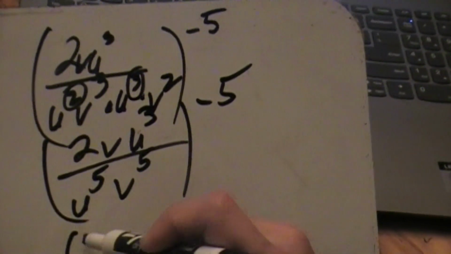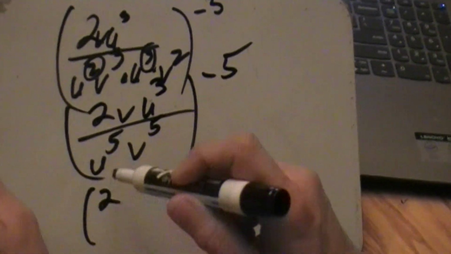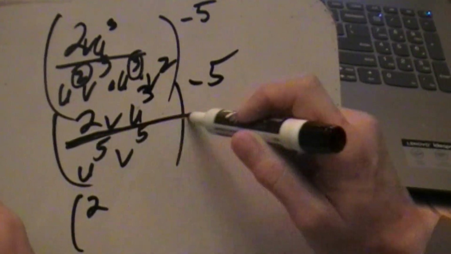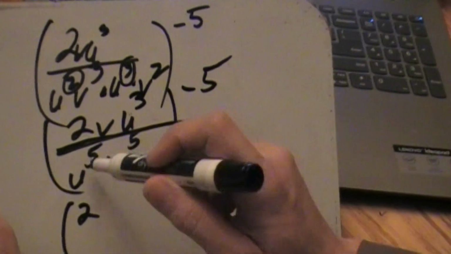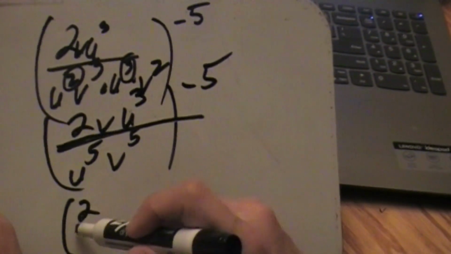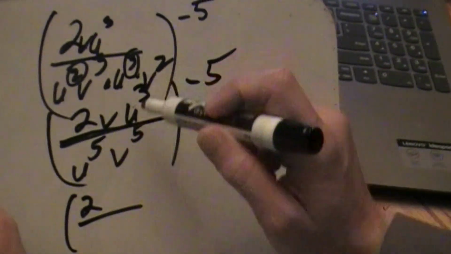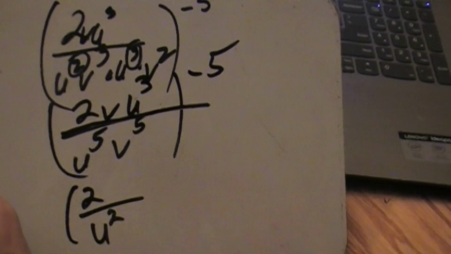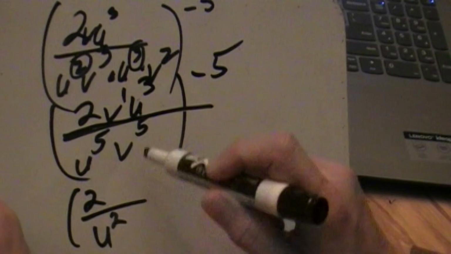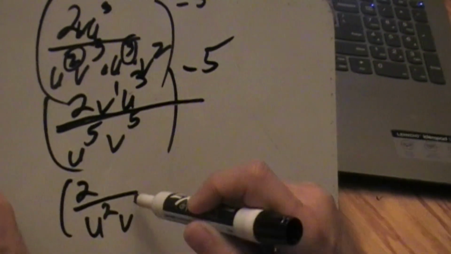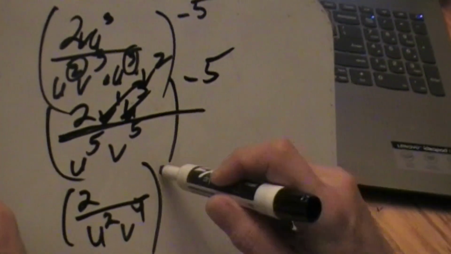Now the 2 is going to stay here for just a moment. And the u to the third on the top, u to the fifth on the bottom. Remember, division of the same bases is subtracting. And I always subtract the larger minus the smaller, and then leave the base where it's positive. So 5 minus 3 is 2, so u squared. V to the 1 power, which is understood, over v to the 5th power. So 5 minus 1 is 4, so v to the 4th power. And those are all gone, so it's to the negative 5th power.